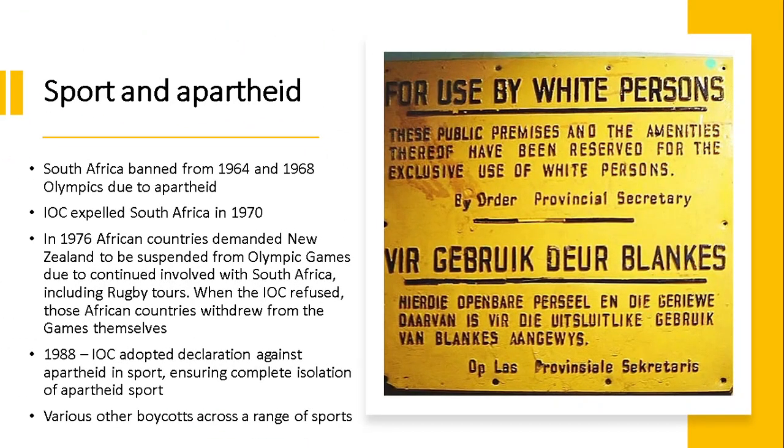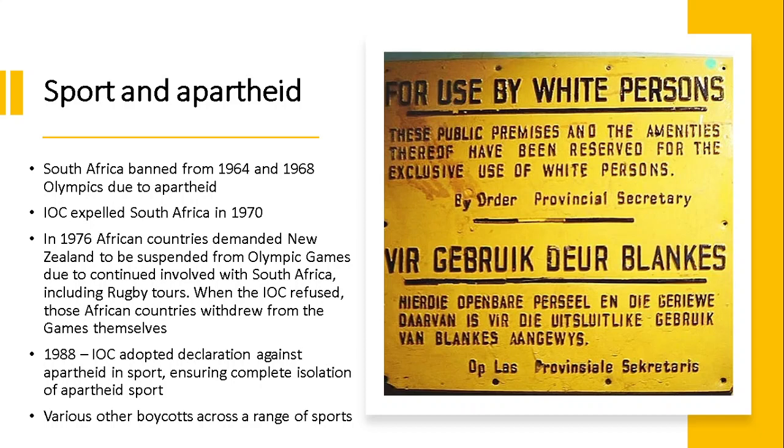And finally, we'll explore sport and apartheid. South Africa were banned from the 1964 and 68 Olympics due to apartheid. Apartheid was a government policy in South Africa which sanctioned racial segregation and allowed political and economical discrimination against non-white people, giving the minority white population more wealth and an increased political and social status in the country.